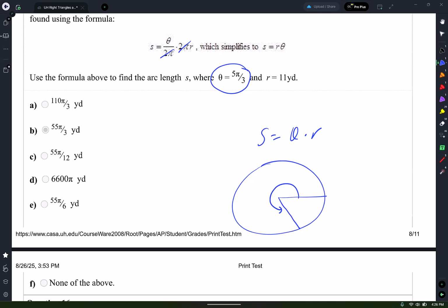This right here, that angle, that is 5 pi over 3. So what you're really finding is this in red. You're finding this in red. Do you see that? So here we go, guys. S equals 5 pi over 3, and then you just multiply by the radius, 11. Well, I guess you can say r theta, so that's fine. So 5 times 11, what's that, 55? 55 pi over 3. So that's my arc length, 55 pi over 3.